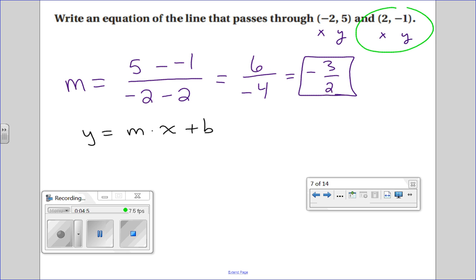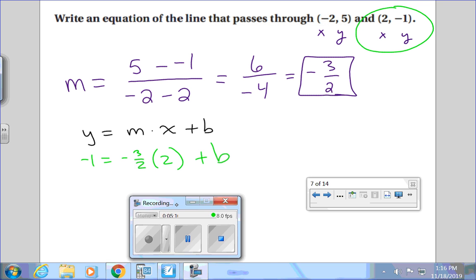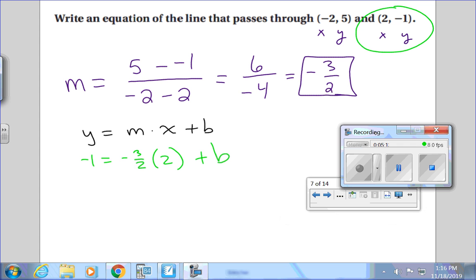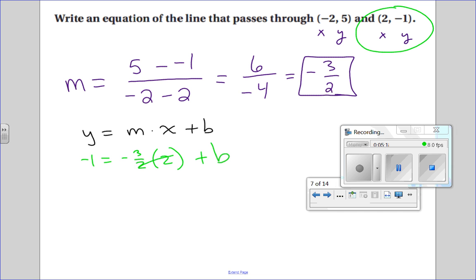Alright, we'll put the -1 in for y. I didn't like any of them either because they all had negatives in them, but it's okay. So I put in my -1 for y, my -3/2 for m, and my 2 for x. And now I'm on my solving journey so I can get b. If you can't do this mentally, just put it in the calculator. But these 2's end up canceling, so it should be a -3.